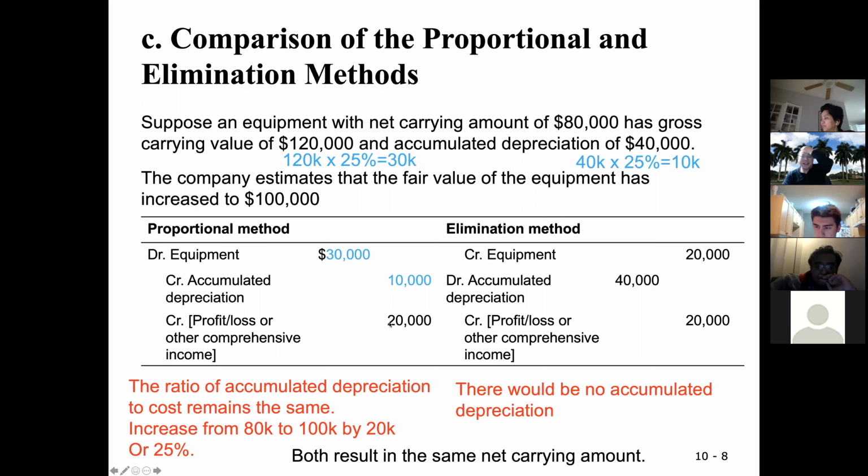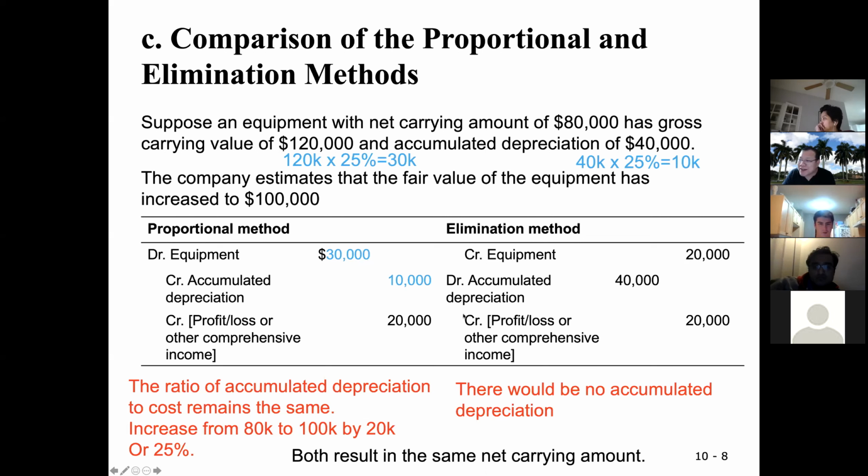Does this make sense? Elimination method, does this make sense? Yes. I have a question. When would a company use each of these methods? What's the advantage? Is it better to use one method versus another, or just preference? I think you can use either, right? So you can see that it's not mathematically exactly the same. Maybe it's easier to go with the elimination method, right? You just get rid of this account, close it to zero, and make the adjustment just through the cost account, right?